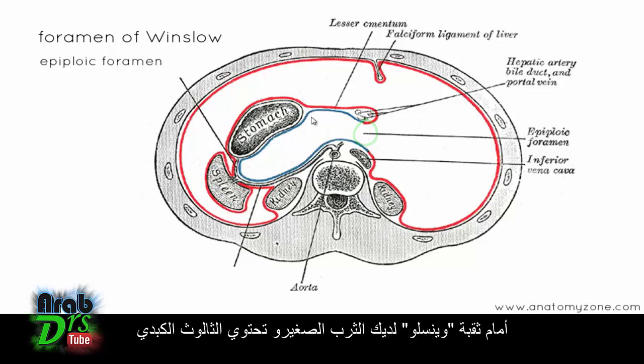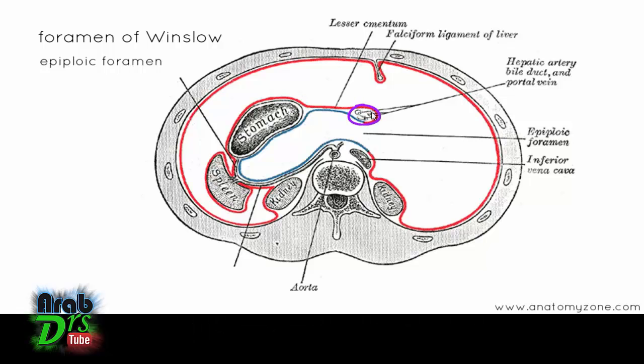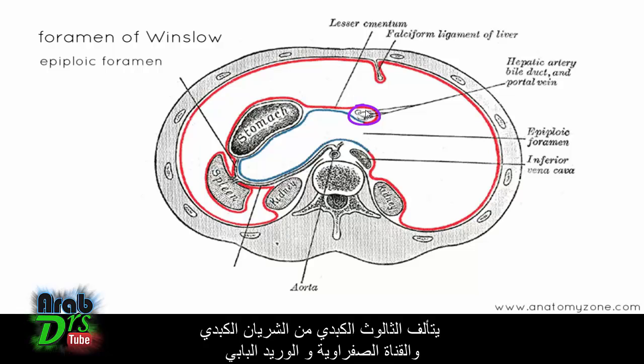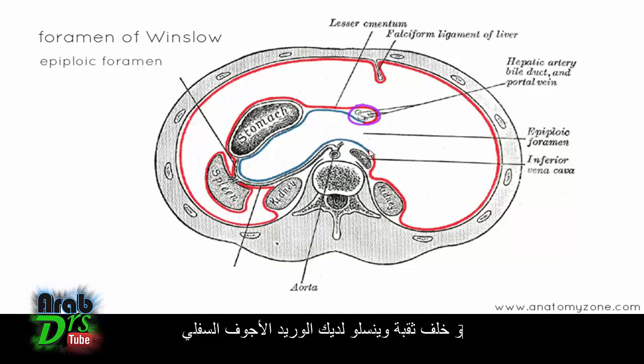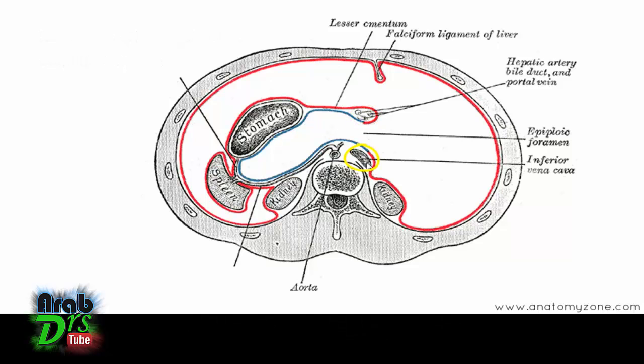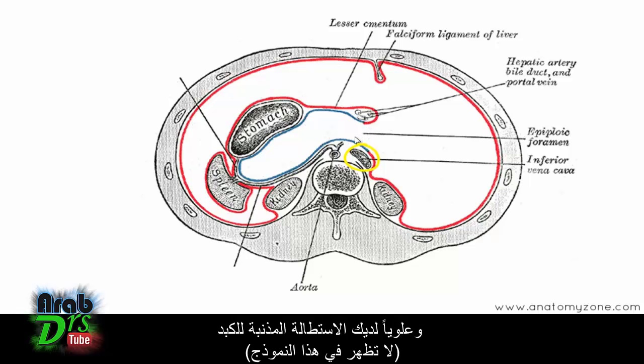So anterior to the foramen of Winslow, you've got the lesser omentum containing the portal triad. The portal triad consists of the hepatic artery, the bile duct, and the portal vein. And just behind the foramen of Winslow, you've got the inferior vena cava. And then inferiorly, you've got the first part of the duodenum, and superiorly, you've got the caudate process of the liver, which isn't shown on this particular diagram.